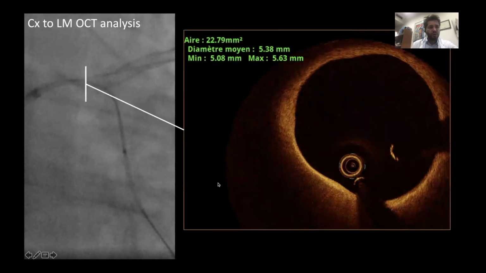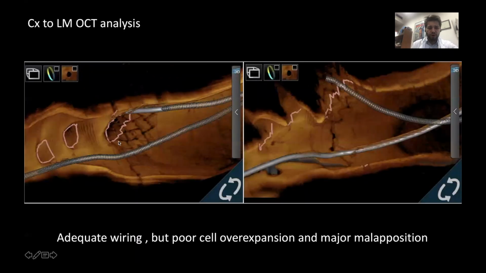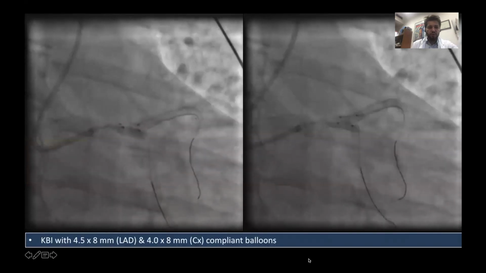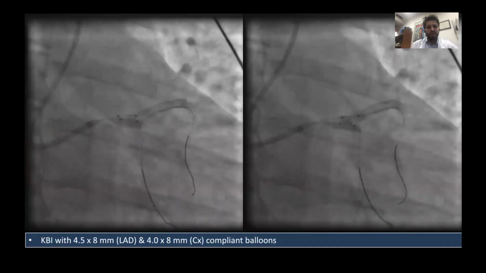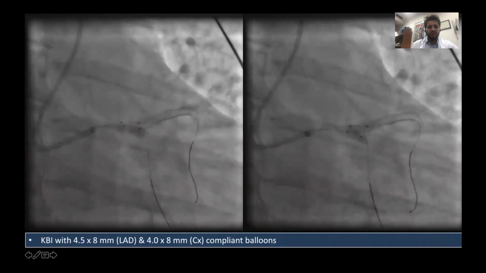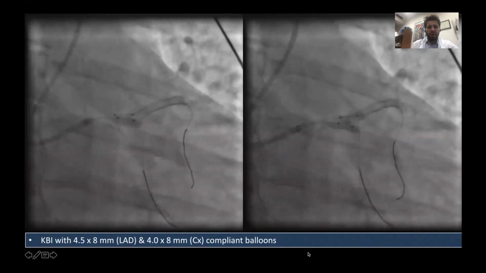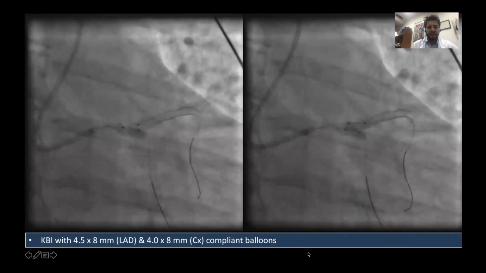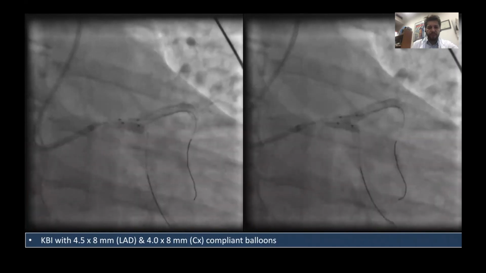The good point was that we did not observe any dissection on the proximal part of the left main, and the 3D reconstruction confirmed that the wiring was adequate, but there was a poor cell overexpansion and major malapposition. So we decided to keep our wire in the same position and go for larger balloons kissing inflation. So we used a 4.5 and 4.0 compliant balloons in LAD and circumflex, respectively.